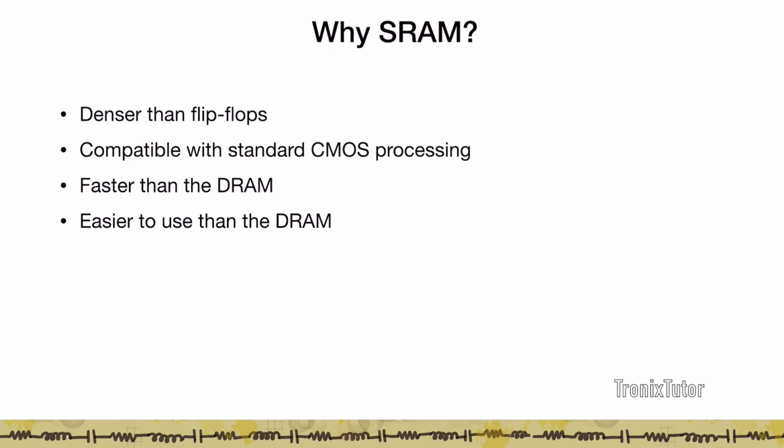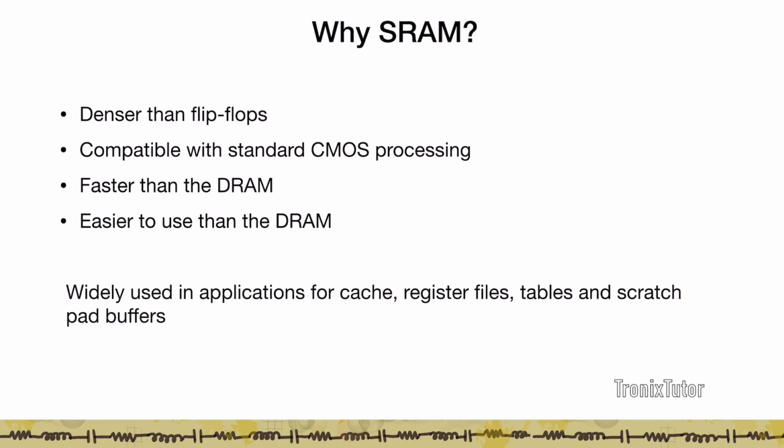So in general, the SRAM is a much better memory than the DRAM when it comes to speed of the memory and the usability of the memory. And so therefore, it finds use in applications such as cache, register files, tables, scratchpads, etc. So any compute system you think of typically has a lot of on-chip memory, which is mostly the SRAM.